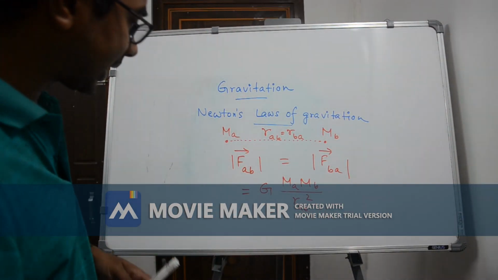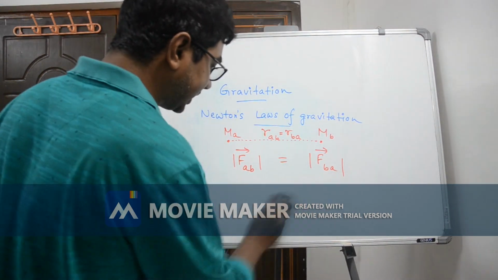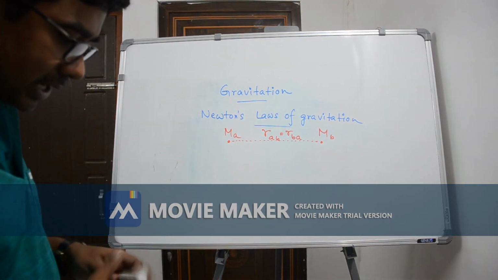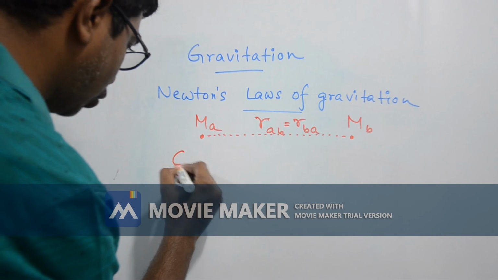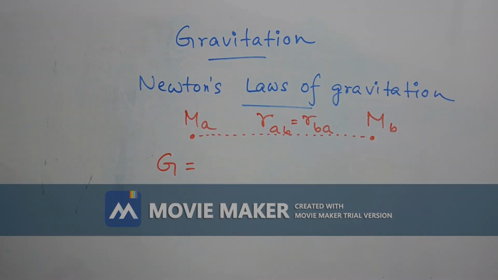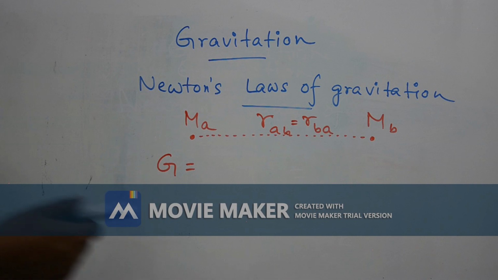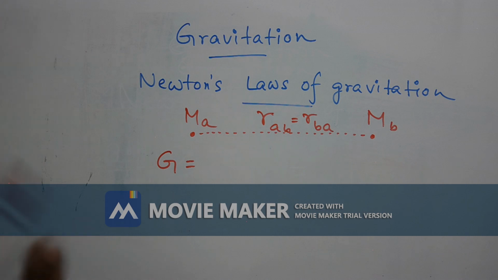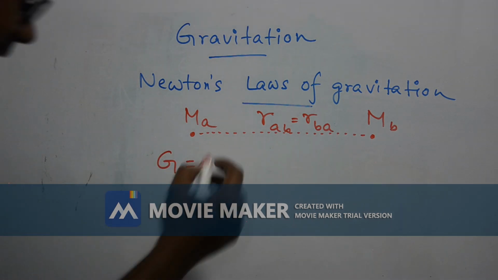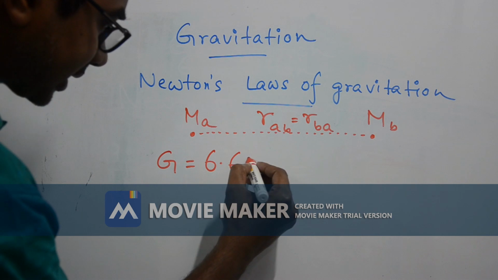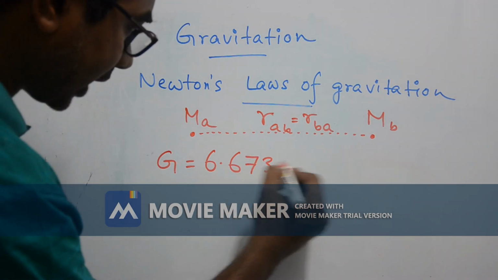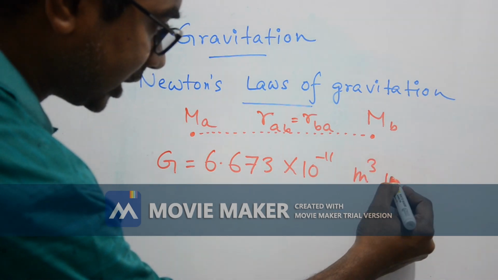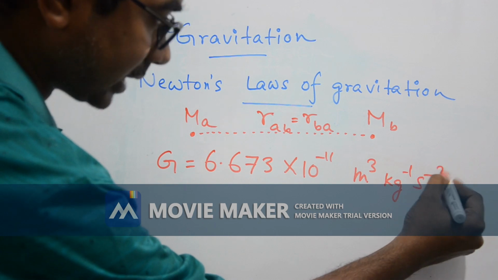Now we'll be interested to know what exactly the value of G is, and also what the unit of this constant is. Because it's a universal constant, it doesn't matter whether you measure it on the surface of the earth, or on the moon, or on the sun or any other planet; the value of G remains the same, and it is more or less quoted as 6.673 times 10 to the power minus 11 meter cube kg inverse second to the power minus 2.